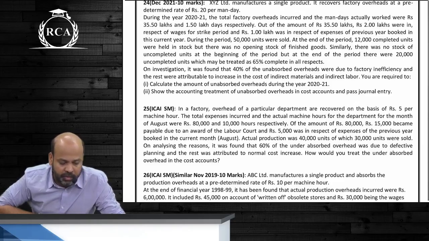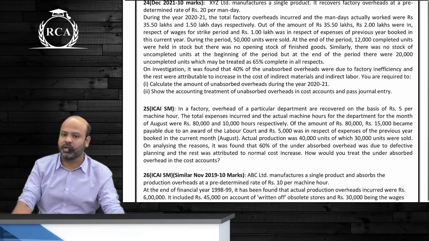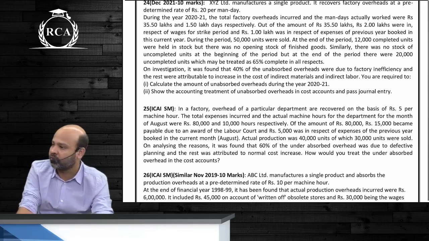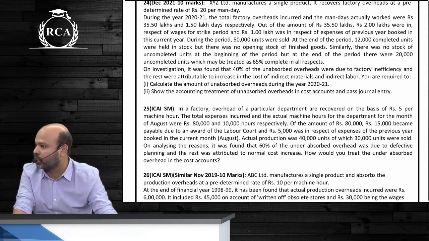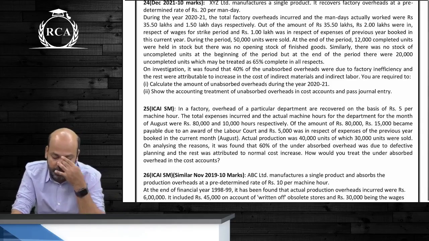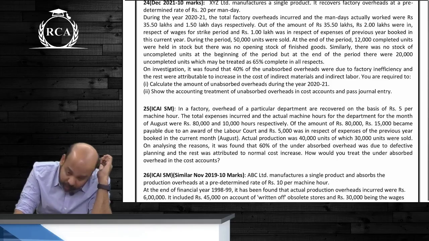How much will be the amount of under recovery of overheads, guys? 2,50,000. How did we get 2,50,000? 32,50,000 is the actual amount incurred and overheads absorbed are how much? 30 lakhs. During the period, 50,000 units were sold. At the end of the period, 12,000 units were completed and held in stock. There was no opening stock of finished goods. So we sold 50,000, we still have 12,000 units in stock.